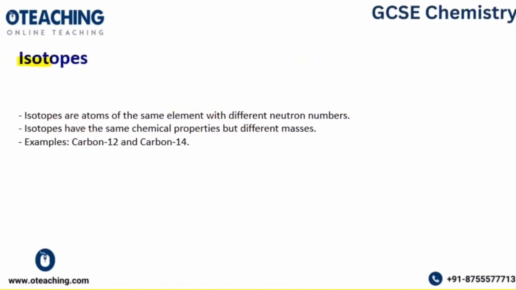Next, isotopes. Isotopes are the atoms of the same element with different neutron numbers. For example, carbon 12 and carbon 14. The atomic number would remain the same, that is 6. But the mass number is changing here. Here it is 12 and here it is 14. So these are atoms of the same element, carbon, with different neutron numbers.